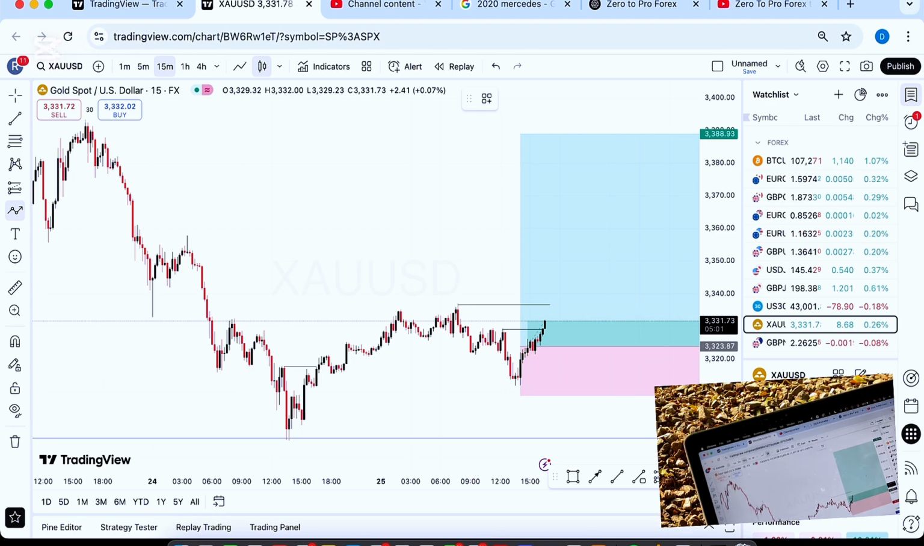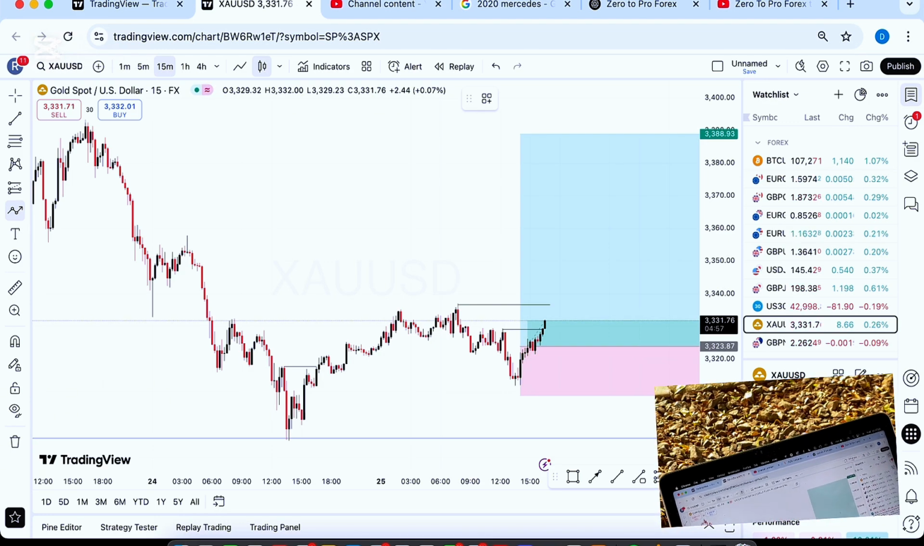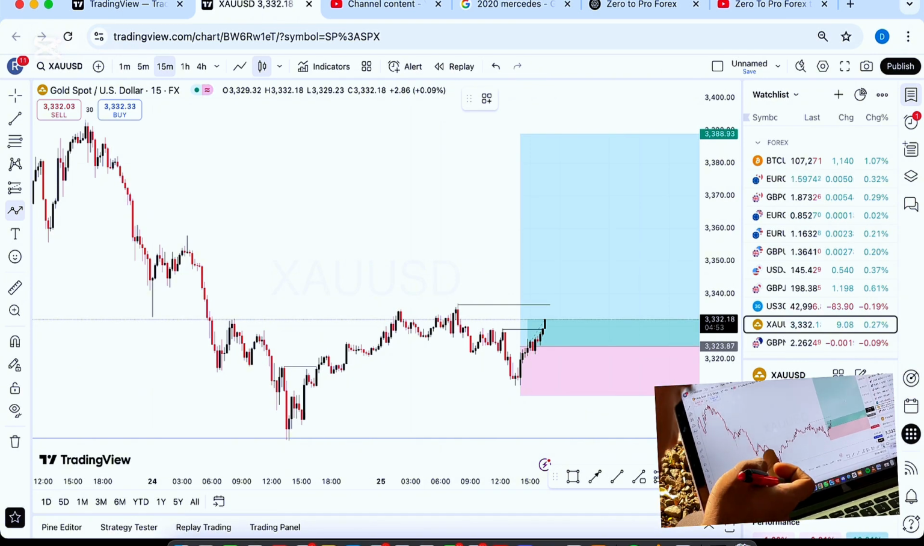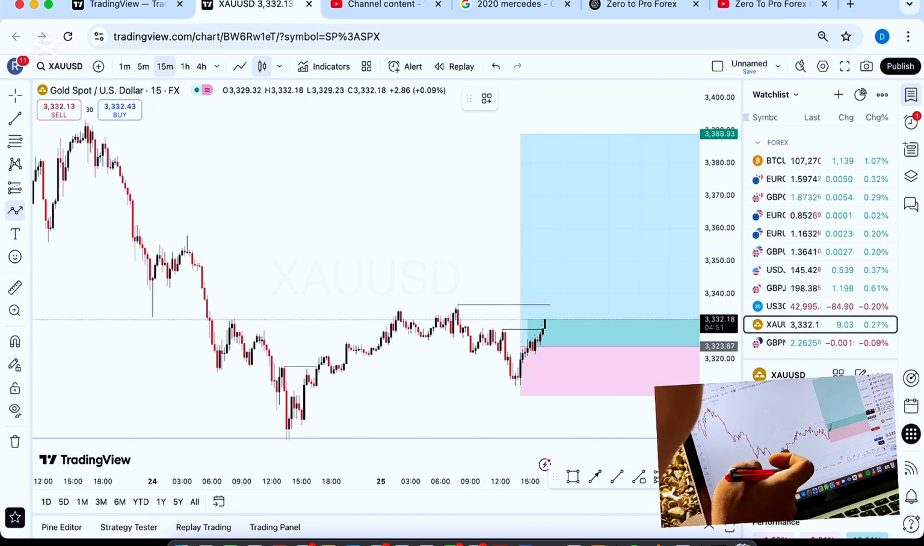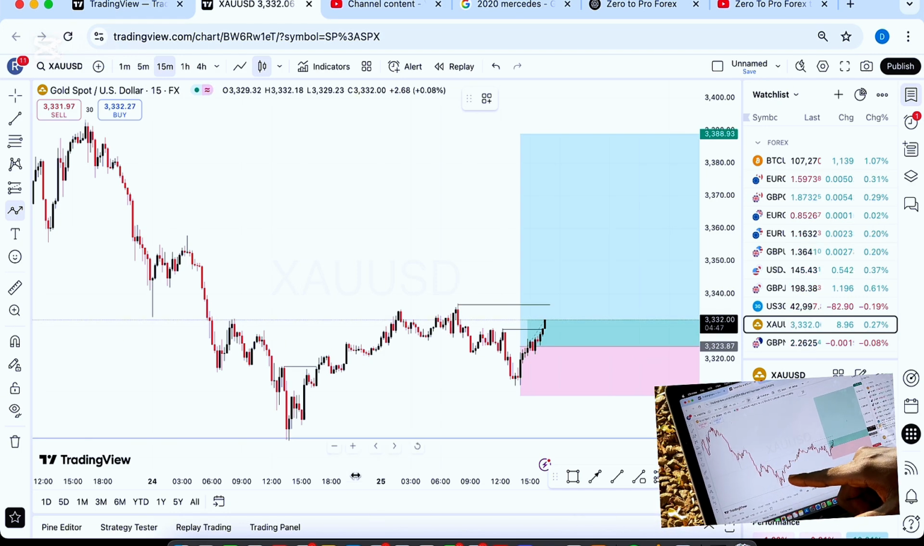Why? Because price has significantly taken out a previous higher low. So this is a low, and this is a lower low. This is a higher low. So price took out this higher low. Definitely it is a change of character. You see that?